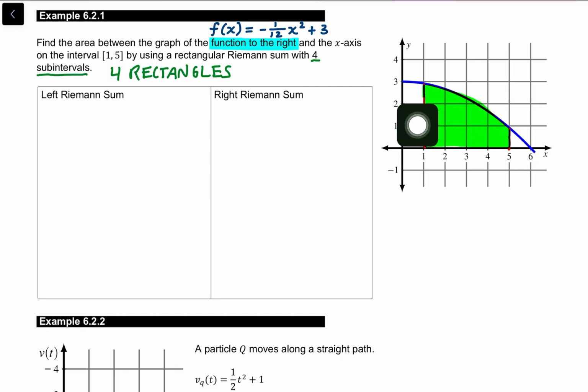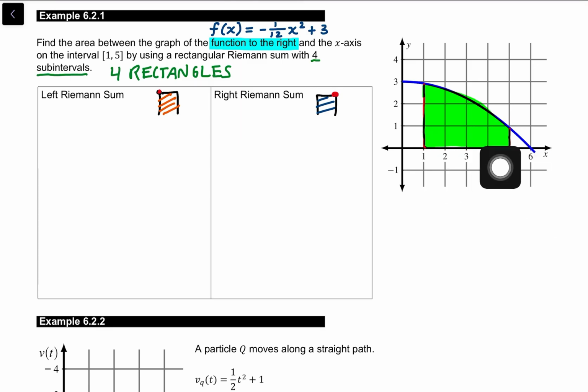Okay, now let's talk about left and right Riemann sums. A left Riemann sum is going to be using the left edge of the rectangle to determine the height. So if I draw a picture here, the left edge of the rectangle up top there will determine how high you go. Whereas a right Riemann sum, it's going to be the right end of the rectangle that determines the height. Let me be more specific. Let's let left Riemann be orange and right Riemann be blue. So if I draw rectangles on this graph, we're going to need 4 of them.